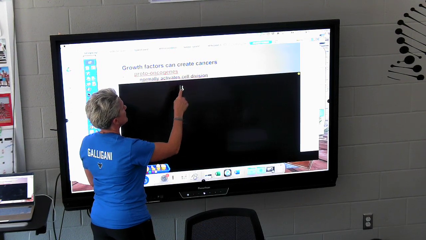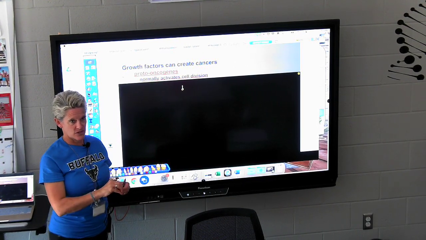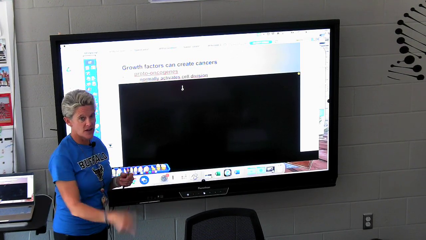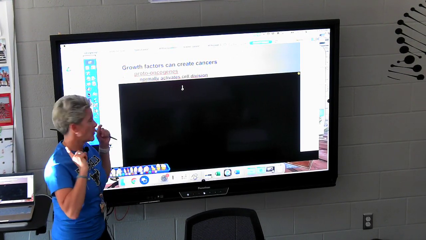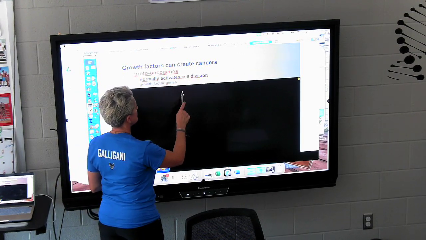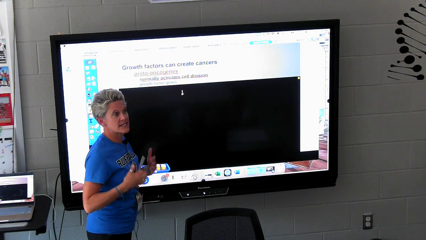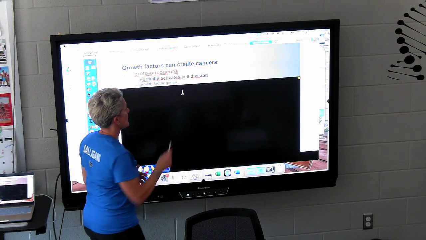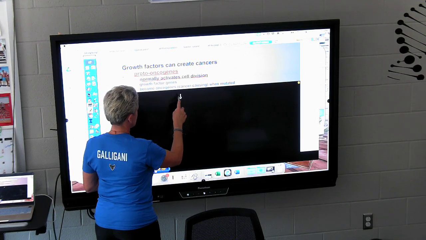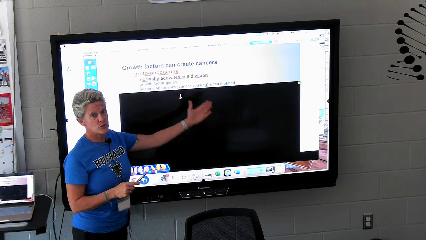All right, so this proto-oncogene will activate cell division. Its job is to signal a cell to divide. It's the ligand that tells a cell to divide. So these are called growth factor genes, right? It's telling a cell, yes, it's time to grow, it's time to divide. Okay? So these can become oncogenes, or cancer-causing, when they're mutated.